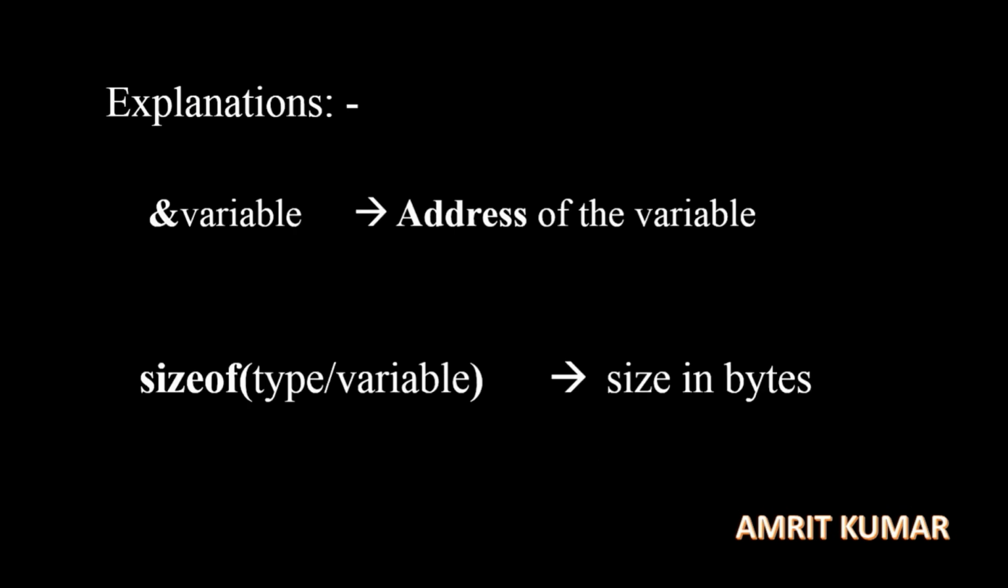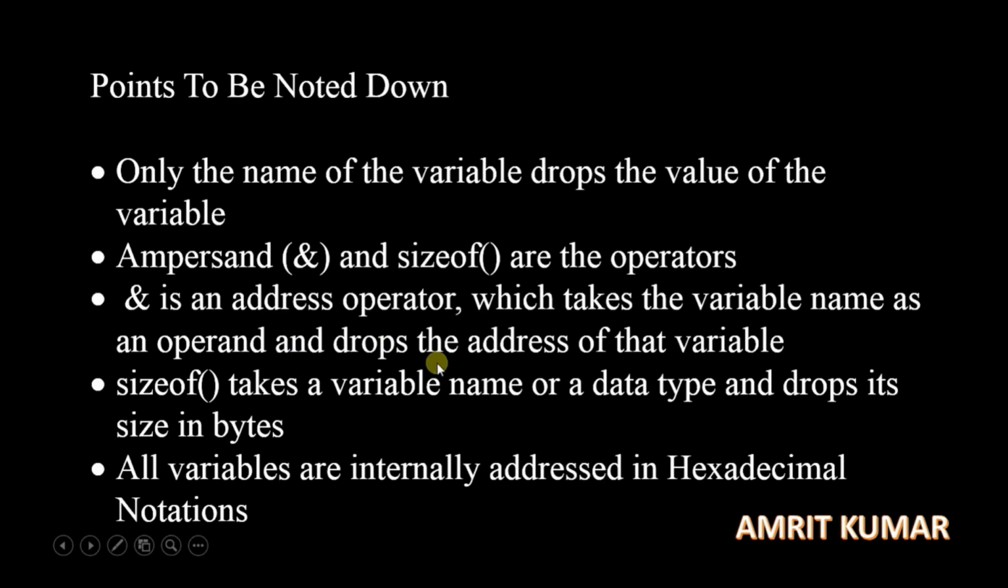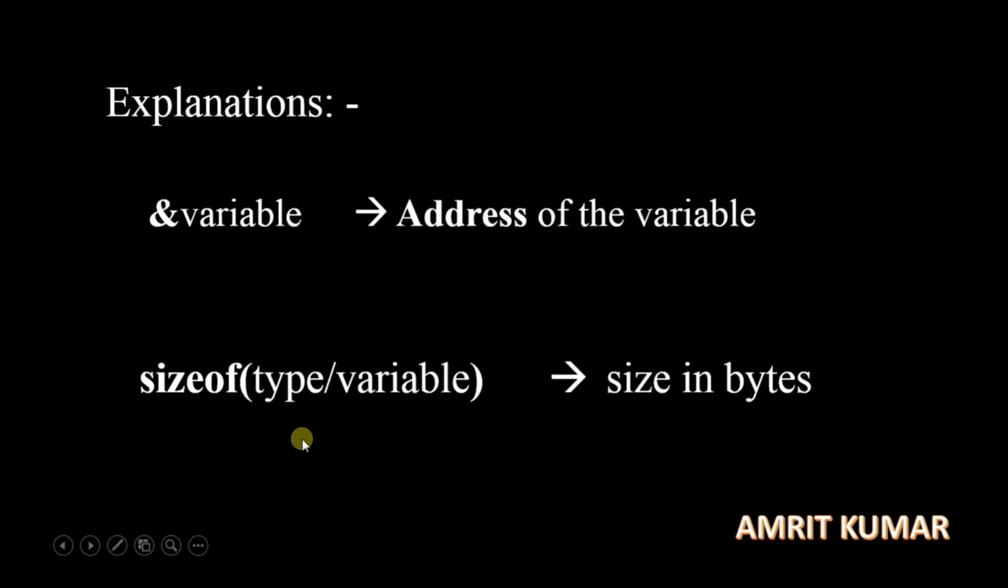Okay, finally moving on to the explanation. Here you are seeing the ampersand, which holds the address of the variable. It takes the variable name as operand and drops the address of that variable. So this is the function of ampersand. Now we are using the sizeof operator, type slash variable. The sizeof operator determines the size in bytes.